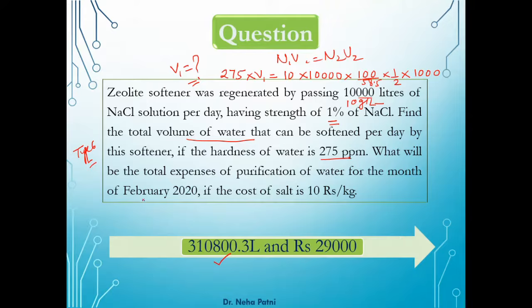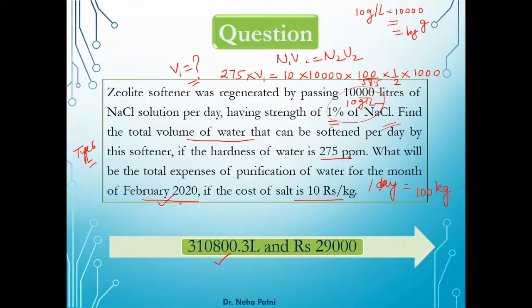Okay, now the next part of the question says, what will be the total expenses of purification of water for the month of February 2020 if the cost of salt is 10 rupees per kg. So first I have to calculate the per day calculation, right? Per day how many kg is utilized. So 10 gram per liter and the volume is 10,000. If you convert it into grams or into kg, I think you can reach 100 kg. Using these two values of NaCl, you can find out the per day consumption of NaCl.